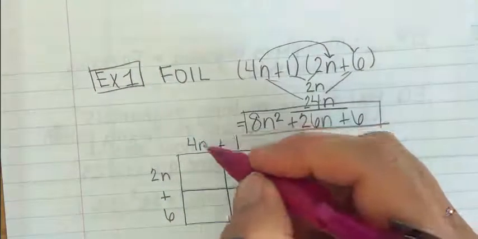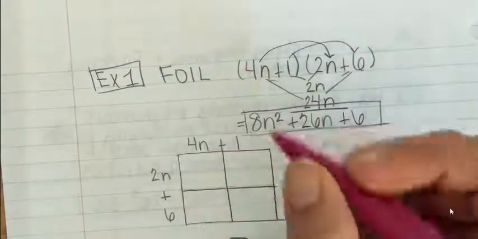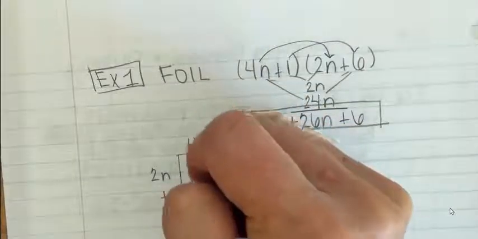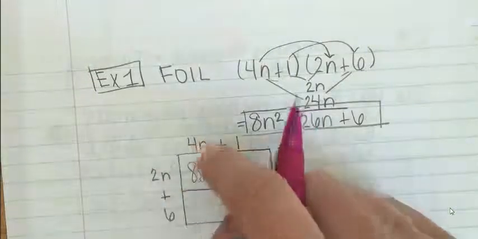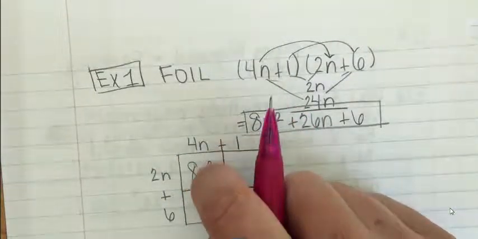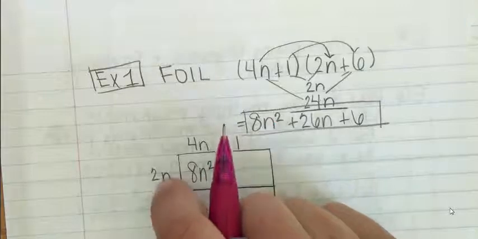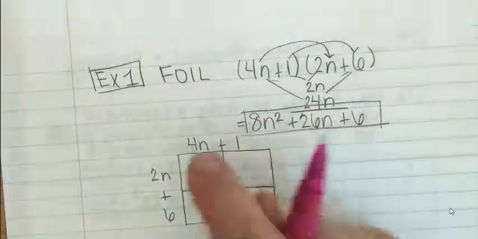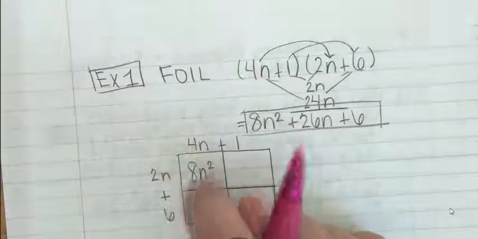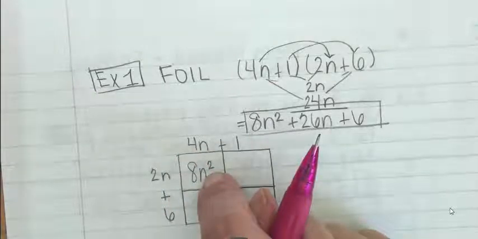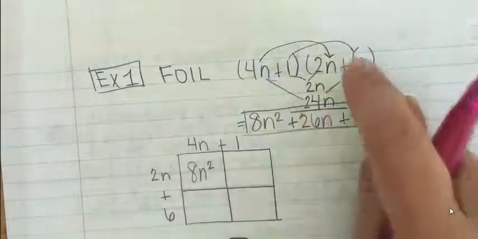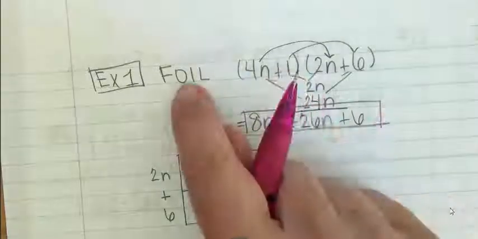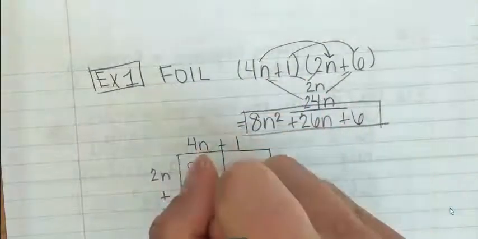So I can take my first two terms and I can multiply them. That gives me that 8n squared. Okay, does that make sense? Because this is, let's call that the base of this square here, and the height, they'll probably be rectangles because they're not the same. But base and height gives me the area of that square right there. Okay. So now if I take my outers, it was the 4n and the 6, right? The 4n and the 6. If I do my outers next, 4n and 6 gives me the 24n.